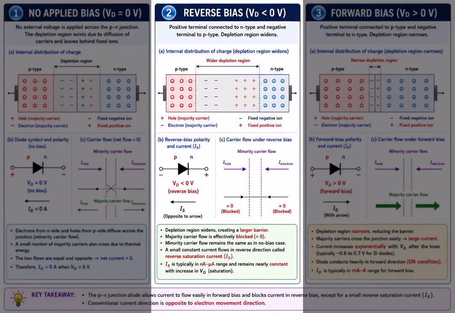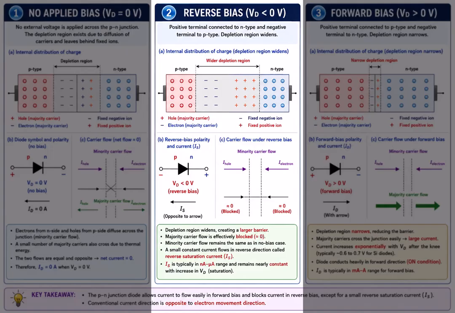Observe the internal charge distribution. The external voltage pulls holes in the p region away from the junction and pulls electrons in the n region away from the junction. Because of this, the depletion region becomes wider. A wider depletion region means a larger potential or voltage barrier. This larger barrier strongly prevents majority carriers from crossing the junction. So, majority carrier flow is almost completely blocked.